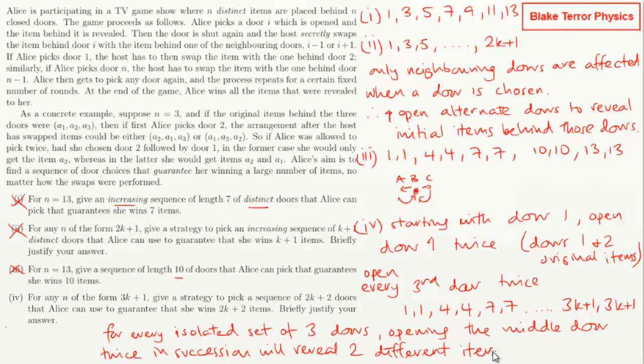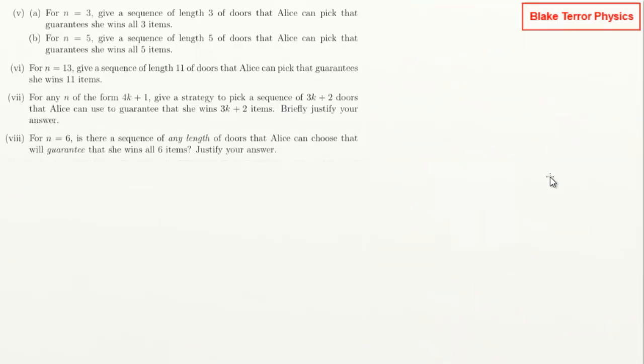Okay, so this is going along fine, but I don't feel as though they've really got into their stride of asking horrible stuff yet. So still got 4 more parts to this, so it could go horribly wrong. For part 3, give a sequence of length 3 of doors that Alice can pick that guarantee she wins all items. Right, so we do door 1 twice and then door 3, because we know door 1 twice gives us 1 and 2. So that's okay.